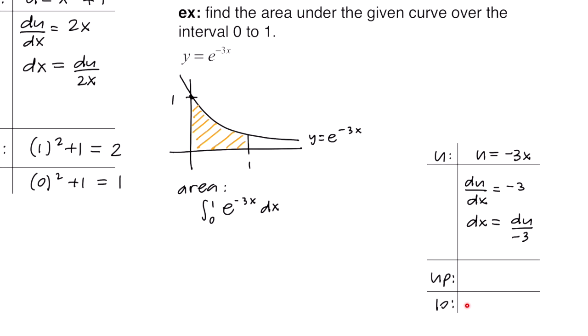And next we're going to convert our upper and lower limits. We have 1 for our upper limit. We're going to plug it in right here for x. So we get -3. Then we take 0 and plug it in for x, and we still get 0. And now we're going to plug everything in.